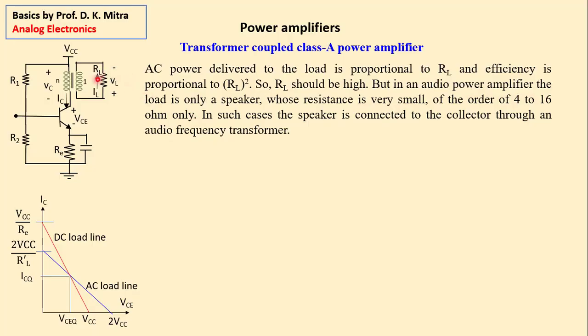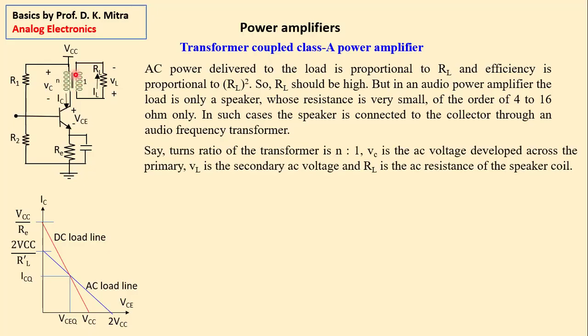In that case, this is a speaker which has a resistance RL, and it is connected to the transistor collector through a transformer. Now, what benefit does it give? It's like this. Say the turns ratio of this transformer is n is to 1. That means here the number of turns is n, here it is 1. And let us say VC is the AC voltage developed across the primary, and VL is the AC voltage developed across the secondary.